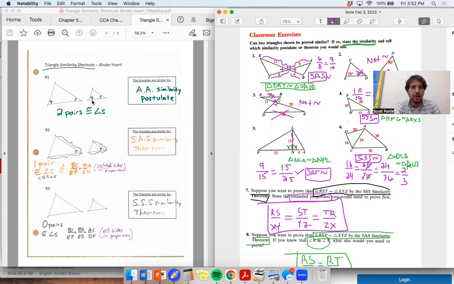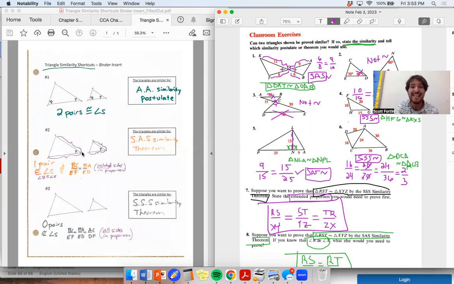Angle C is congruent to angle F. Angle B is congruent to angle E. That's enough to prove similarity by the AA similarity postulate. If I don't have two angles that are congruent from one triangle to another, what if I only have one? If I only have one, angle B congruent to angle E, and that's all I have, well, I need a little bit more criteria.